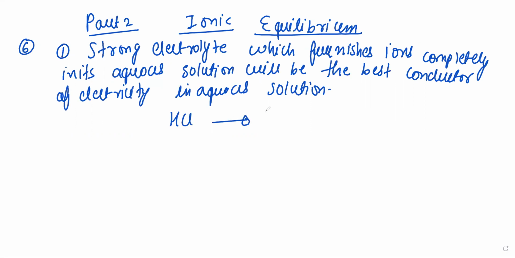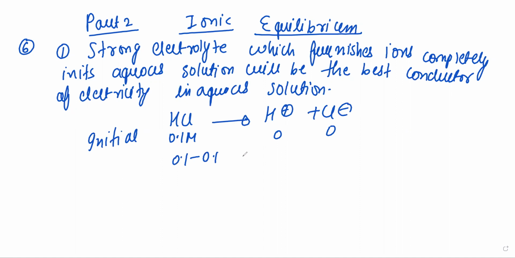So when it dissociates with water, it forms H plus and Cl minus, right? So suppose I am taking 0.1 molarity. So initially it is 0. So after the dissociation, it will become 0.1 minus 0.1, right? So it will become 0 and this will increase the concentration of H plus and Cl minus, right? So this is at the equilibrium.